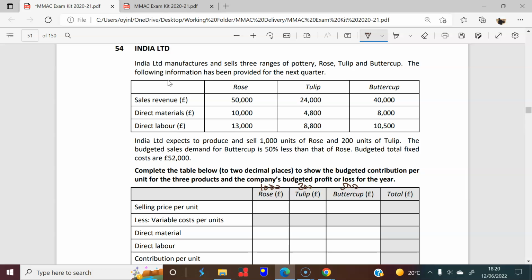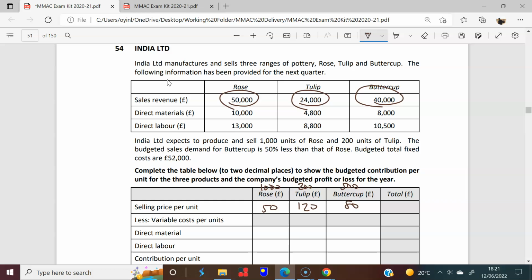Let's look at it. You have revenue of 50,000 spread over 1,000 units. Just divide: this is the total revenue for the number of units. That means you're selling them at £50 a unit. Then the same thing here: you have 24,000 divided by 200. That means you're selling these at 120. And finally you have the 40,000 divided by the 500 units. That means you're selling these at £80 per unit.